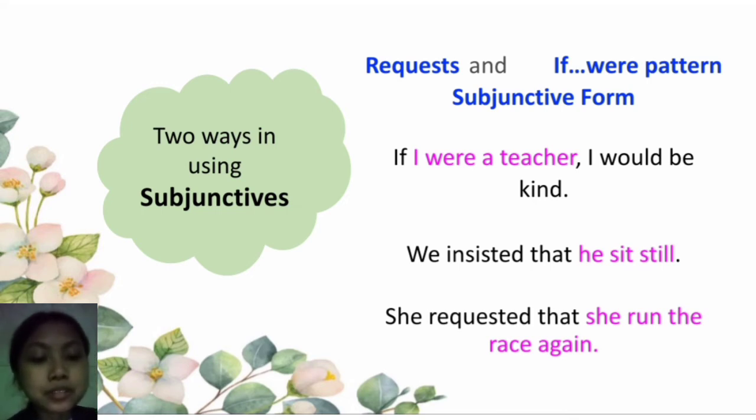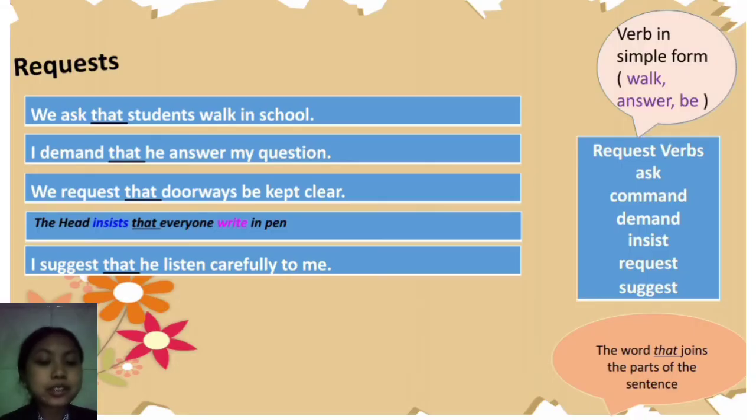The subjunctive form, for example, is: if I were a teacher, I would be kind. And then, we insisted that he sit still. And she requested that she run the race again. The first way of using subjunctives is for requests, and there are 5 examples.